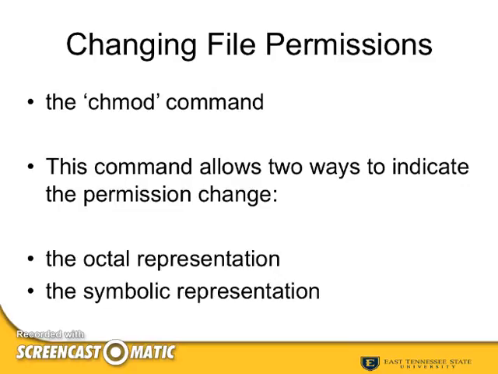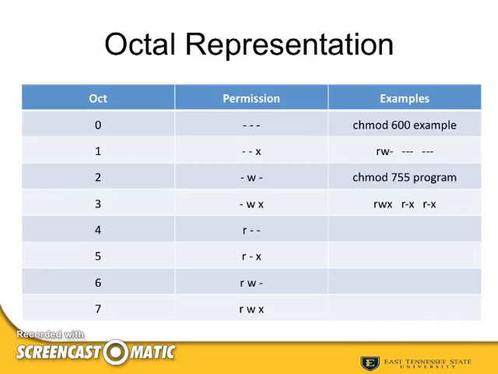So for the octal method, you will give the chmod command three numbers that are between 0 and 7, which correspond to certain read, write, and execute permissions, as you can see from the table. The first number represents the permissions for the user, the second number represents the permissions for the group, and the last number represents the permissions for others.